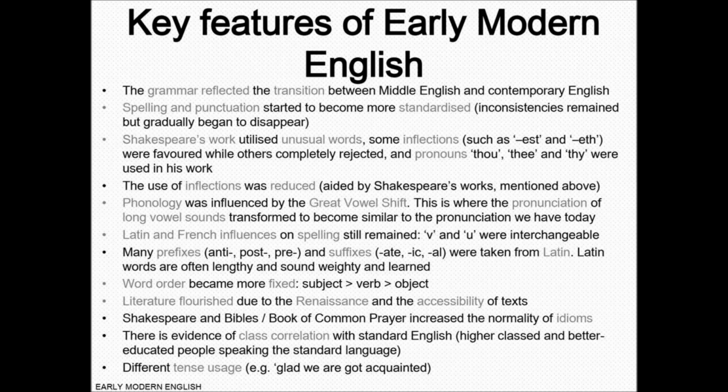Word order became more fixed: subject, verb, object. Literature flourished due to the Renaissance, and the accessibility of texts began. Shakespeare and the Bible's Book of Common Prayer increased the normality of idioms. There is evidence of class correlation with standard English, that is, higher class and better educated people speaking the standard language, and different tense usage also began during this period, as for example, glad we are got acquainted. So these are some of the key features of early modern English.